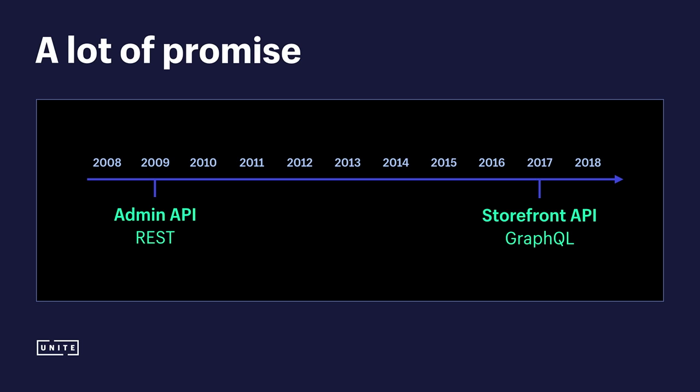When Shopify released the Admin API back in 2009, REST was the best technology available for building APIs. But in 2015, GraphQL came on the scene. And last year at Unite, we announced our Storefront API. It was the very first time that Shopify publicly used GraphQL as an API technology. GraphQL had a lot of promise around efficiency, stronger typing, and superior tooling.